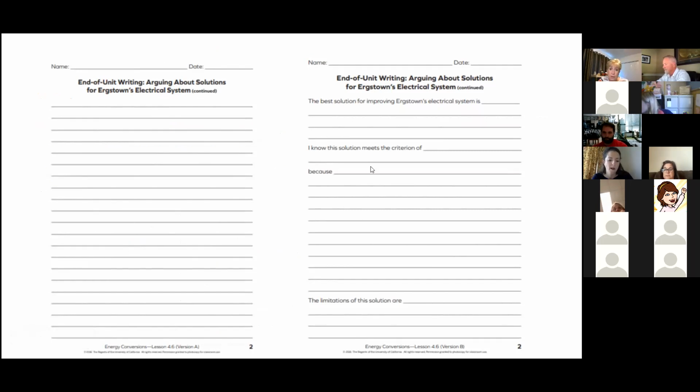If you give version A, this is what your students have for writing their response. If you give version B to your students, it has these sentence scaffolds to remind them of particular things, that they're describing which solution they've chosen. Then they're telling which criteria it meets. They're giving a justification for why it meets that criteria. Whoops, sorry about that. And then they're giving the limitations of that solution. So if your students are new at writing design arguments, which they likely are, this version B may really give your students a lot more support.